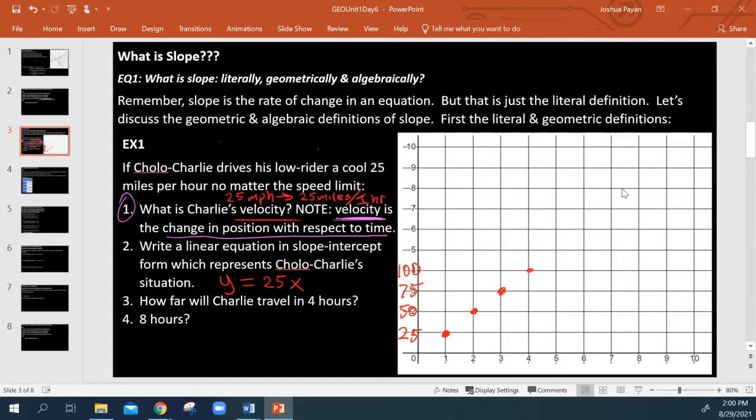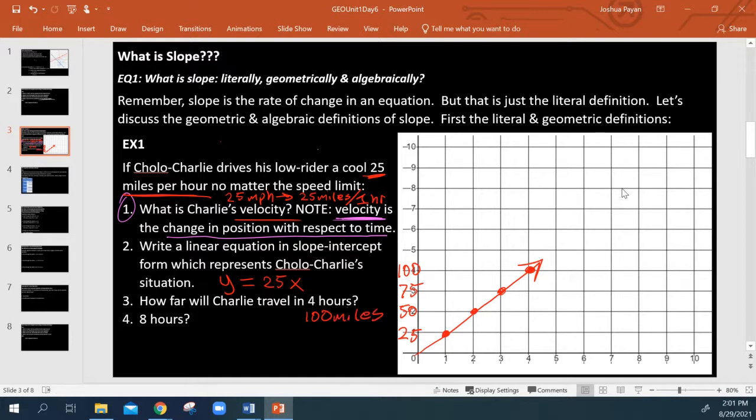Well, if we just continue, in 4 hours, so 1, 2, 3, and 4, he will go 100 miles. And it just follows this clear-cut path here. We have a constant rate of change. It says right here, no matter what the speed limit is, he's always going 25 miles per hour. So that means in 4 hours, he'll only have gone 100 miles.